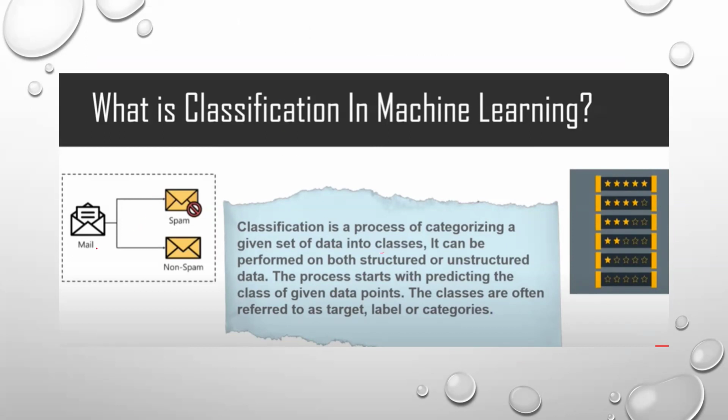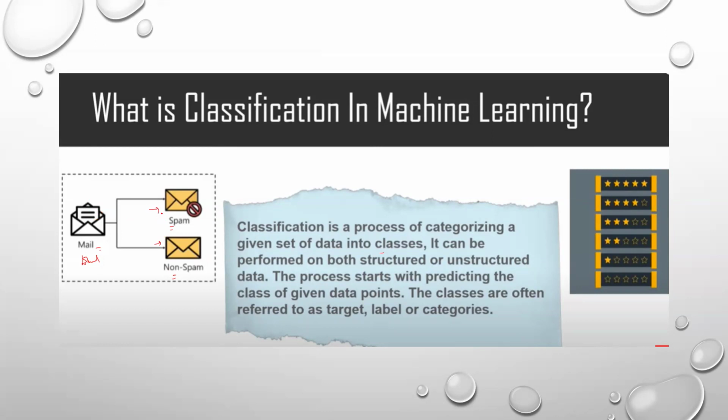So here, just see this. From Unit 1, we are discussing the problem of the email spam filter. We have two types of mails, one is spam and one is non-spam. So this is the given set of data. We are going to categorize these mails into two types, spam and non-spam. So this is the process of classification.